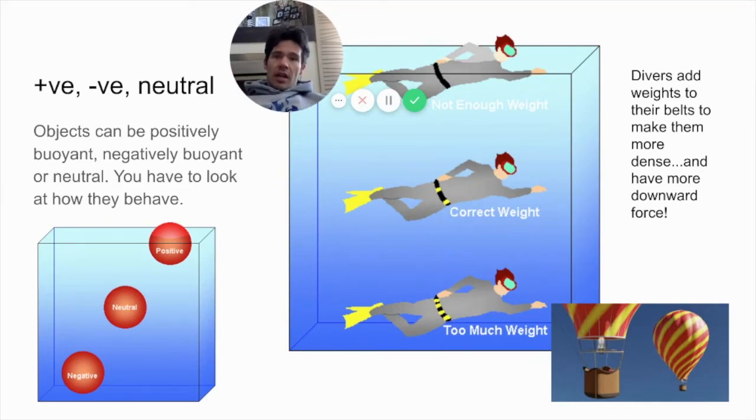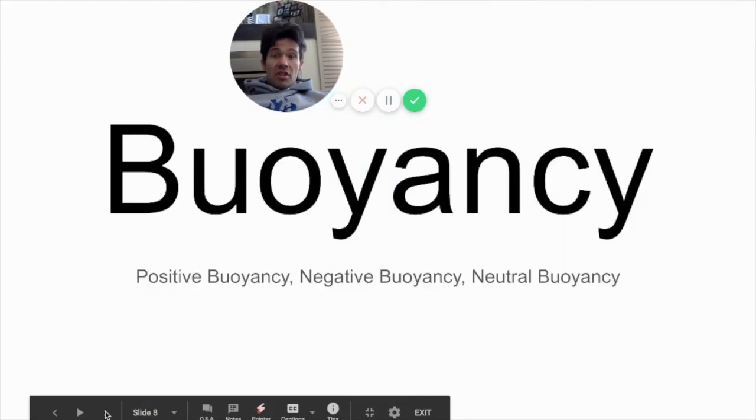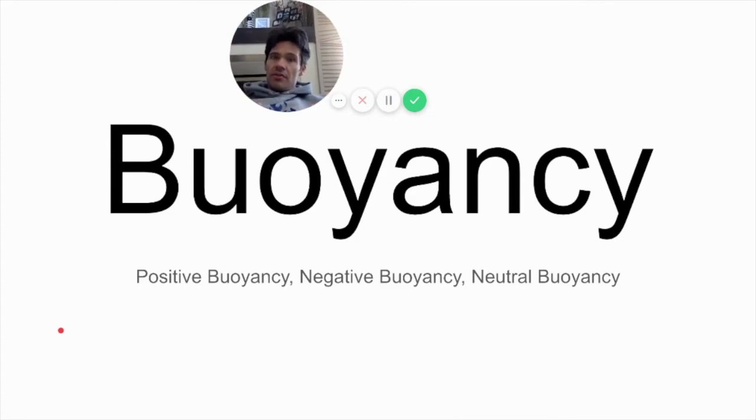So positive, negative, and neutral buoyancy. Buoyancy is just the force a fluid pushes up with. I think that's good. Make sense? Pretty straightforward. I'm going to intermingle some videos so you have some more examples. Go for it.